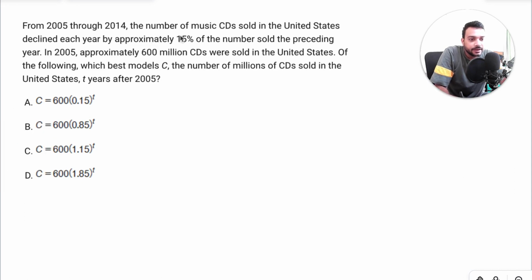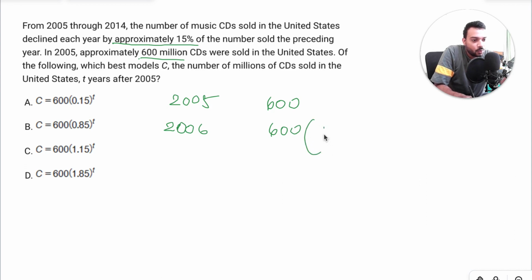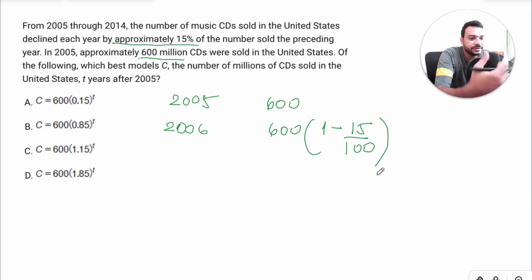So let's see. Initial value is 600 million CDs, which begins in 2005. Okay, and then from 2005 through 2014, it declined each year by approximately 15%. So there's a 15% decrease each year. So in 2005, if it was 600, then in 2006, it's a decrease of 15%. So 600 times 1 minus 15 over 100. That's how we find out the decrease. We just reduce 15% of 600 from 600. That is the initial value.